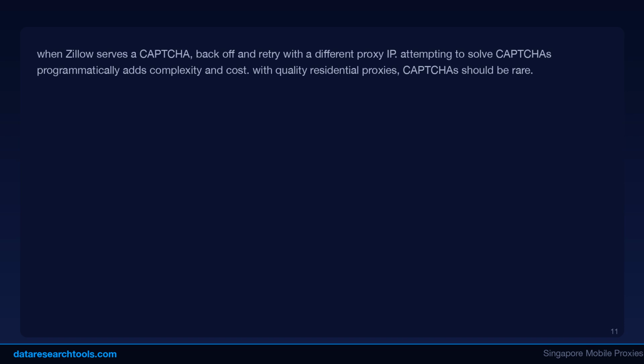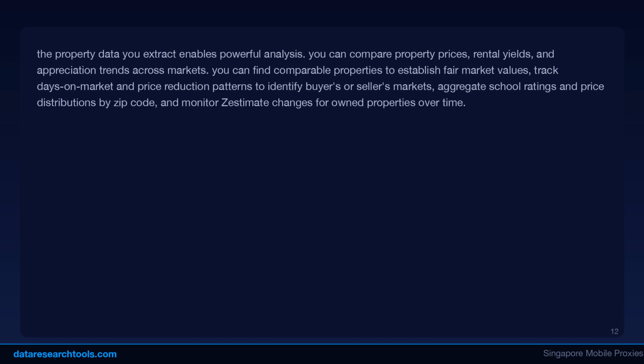You can compare property prices, rental yields, and appreciation trends across markets. You can find comparable properties to establish fair market values, track days on market and price reduction patterns to identify buyers or sellers' markets, aggregate school ratings and price distributions by zip code, and monitor Zestimate changes for owned properties over time.